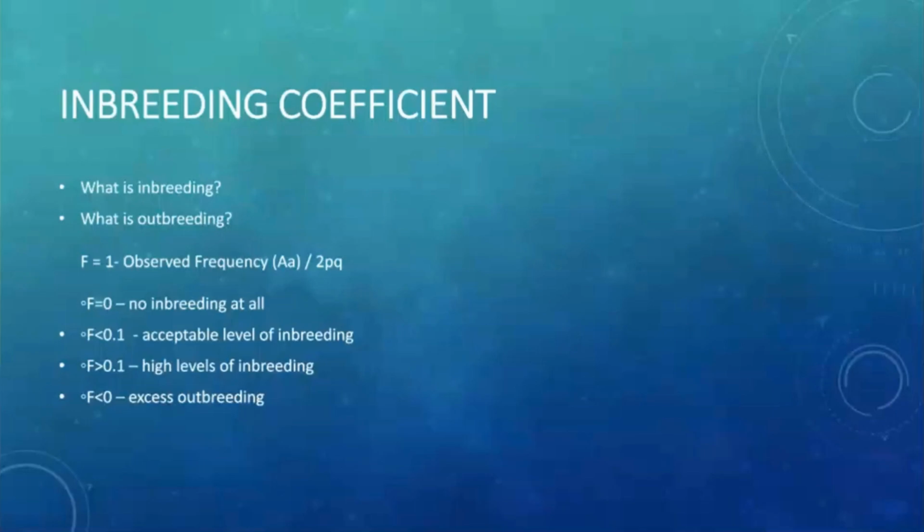So now there are four things we must remember for the inbreeding coefficient. If F is equal to 0, that means there's no inbreeding at all. If F is less than 0.1, this means there's an acceptable level of inbreeding that's happened throughout the species. If F is greater than 0.1, that means there have been high levels of inbreeding in the species. Then, if F is less than 0, that means there has been excess outbreeding, which is entirely too good or entirely too bad, but it's just right.